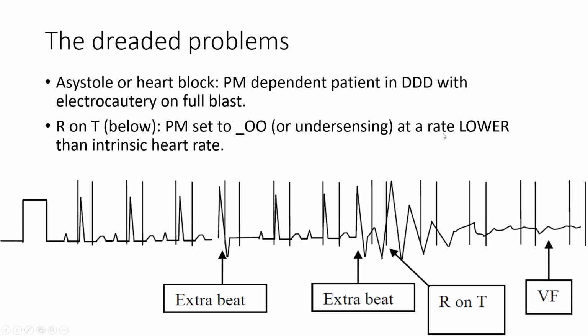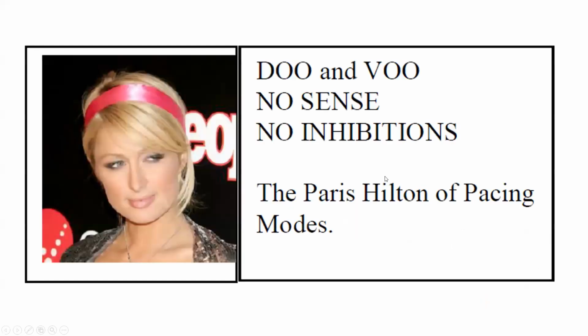And the thing that trips people up here is the rate needs to be set lower than the intrinsic rate, and that should make intuitive sense. If the rate is set higher than the intrinsic rate, you're never going to have an intrinsic beat. It's just going to be the paced beat. But if it's lower, so the pacer is set to 60 and the patient's heart rate is 80, there's going to be a problem, right? Because the patient will have native beats, and then you can end up with an R on T.